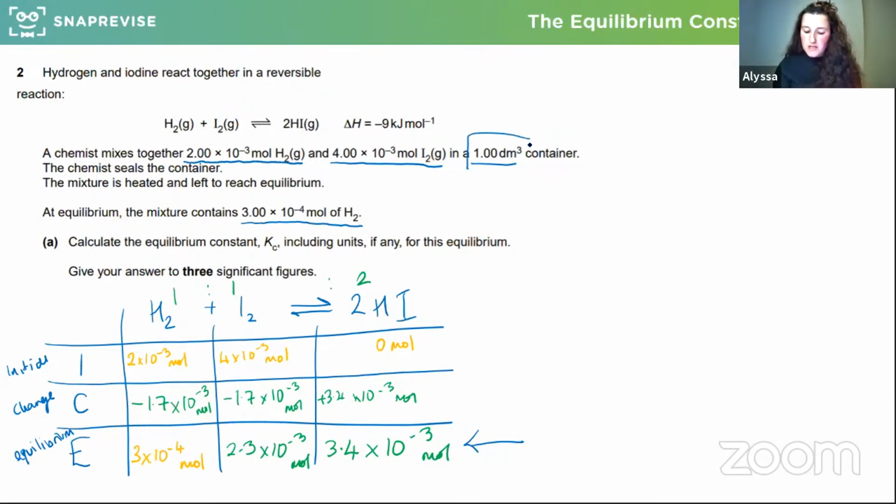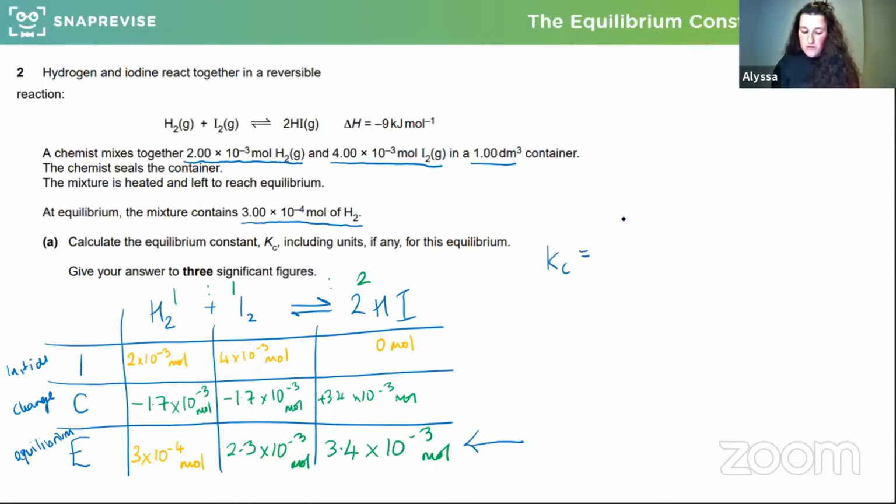I've noticed we need a volume, or rather a concentration, but what's our volume? It's just 1 decimeter cubed. So when I plug my values into the equilibrium expression, I'm dividing by 1 every time. So I don't actually need to do anything to those values because I'm just dividing by 1. So what have we got?